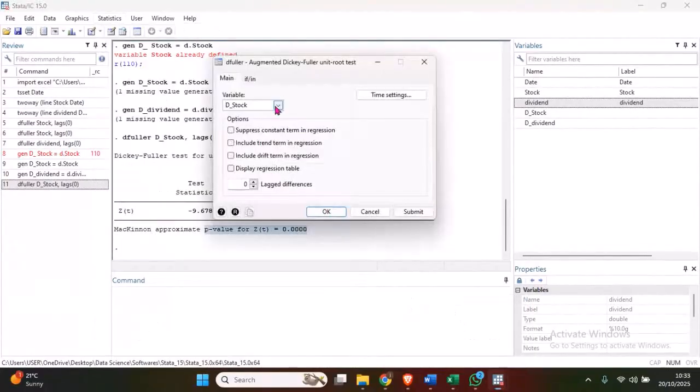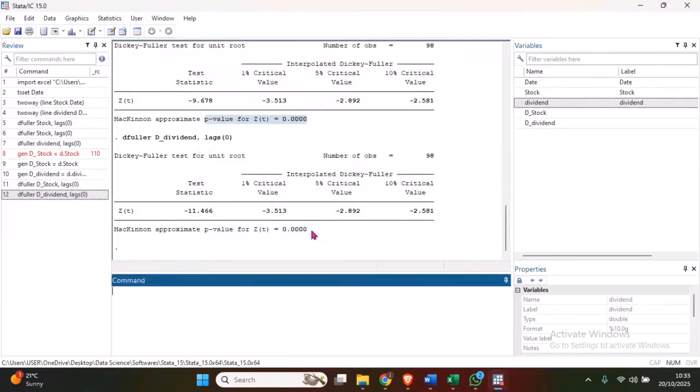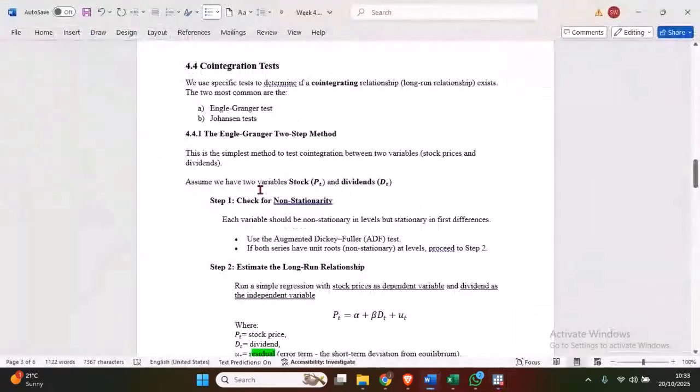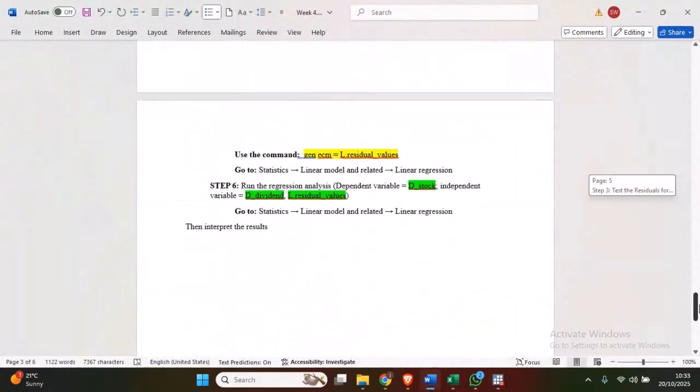Then we use D dividend, the difference to dividend, and the same results are observed. For the p-value of D dividend, the p-value is 0.00. So we reject the null and accept the alternative, and we conclude that for the two series, the first difference is stationary. So that is step 2.